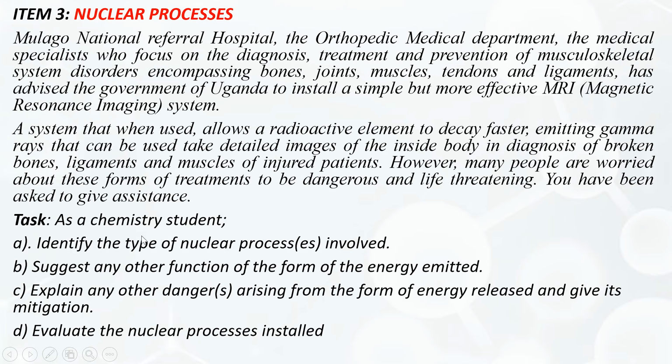Let's look at the task. As a chemistry student, identify the type of nuclear process or processes involved. Then suggest any other function of the form of the energy emitted. Explain any other danger arising from the form of energy released and give its mitigation. Did you see any energy being released? There's something I saw about the gamma. Then evaluate the nuclear process. We say that nuclear processes can be categorized into two: nuclear fission and nuclear fusion. So we will need to find out which one was used.